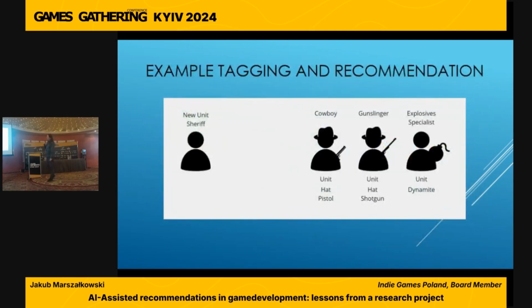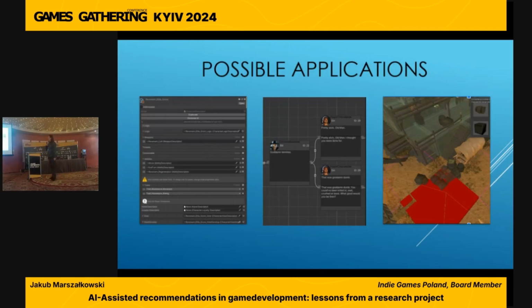For example, we designed already 3 units in the game: Cowboy, Gunslinger, and Explosive Specialist, and we are designing the 4th one. So, new unit, Sheriff, and we've chosen that it will be a unit, so the system can see, hey, if it was a unit in the past, it often had a hat. So maybe you would like a hat for it. Super simple example, but it was also working on bigger scopes, or on bigger ideas like this.